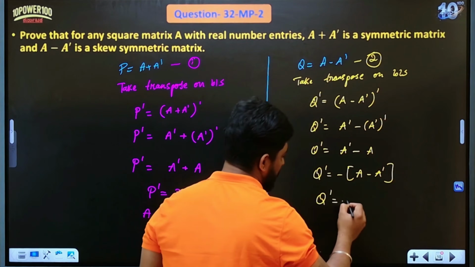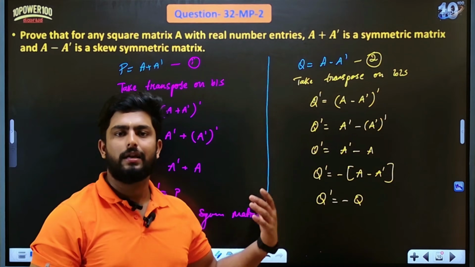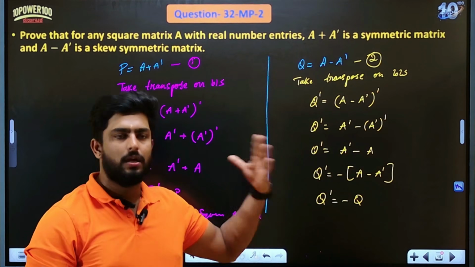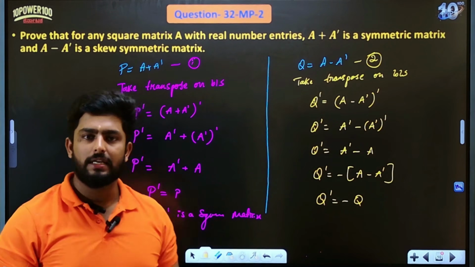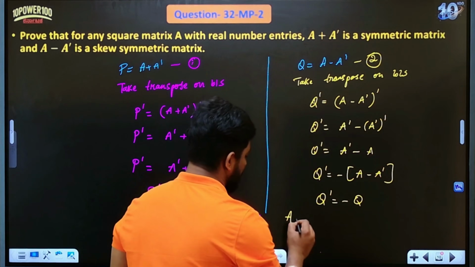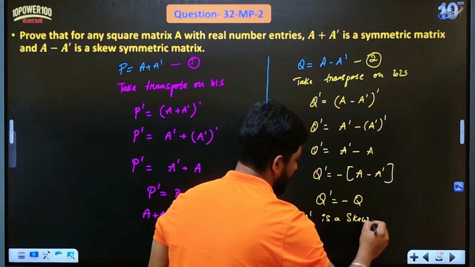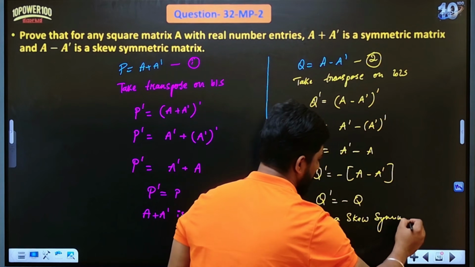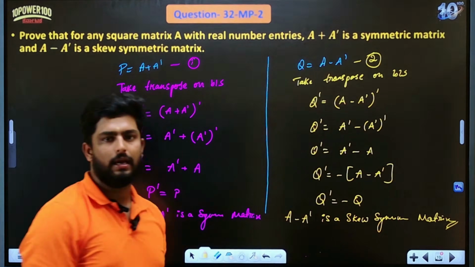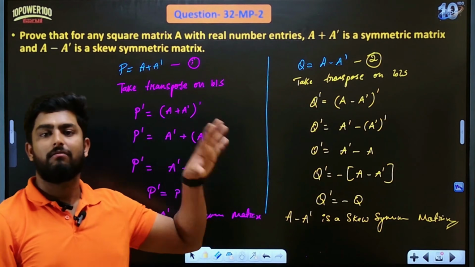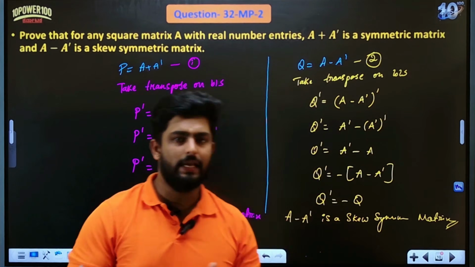So Q dash is equal to minus Q. If Q dash is equal to minus Q, then we can see that Q is actually a skew symmetric matrix. So Q is representing A minus A dash. So easily we can conclude that A minus A dash is a skew symmetric matrix. That's it. So very simple one. This can come for 3 marks in the final examinations. So practice well, it will be easy to understand.